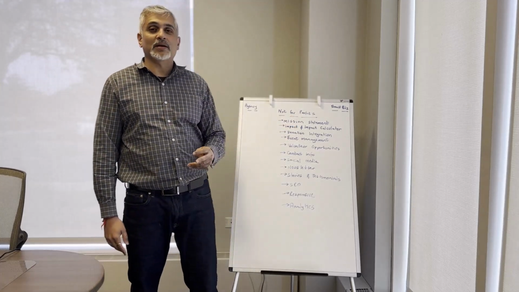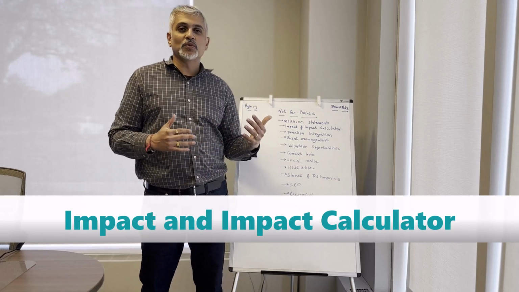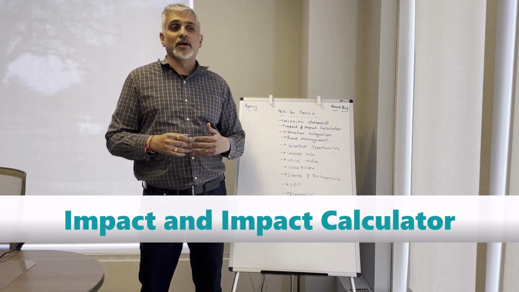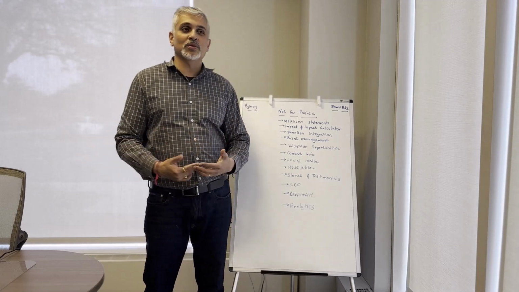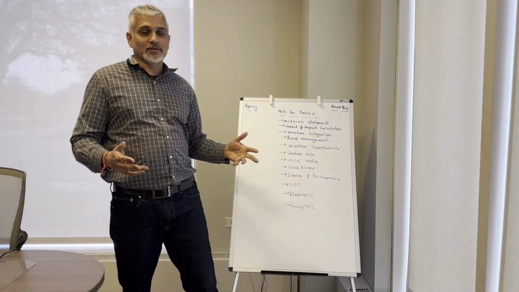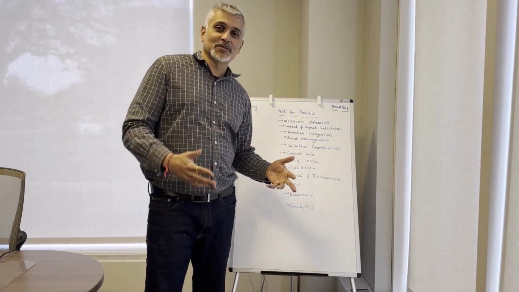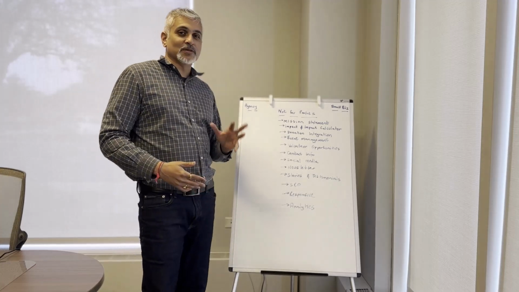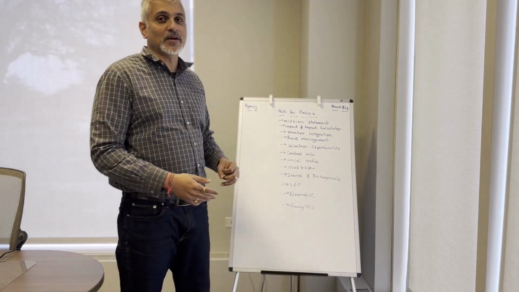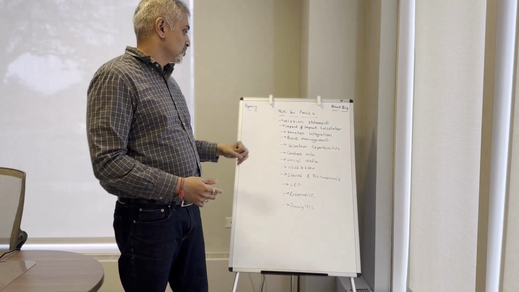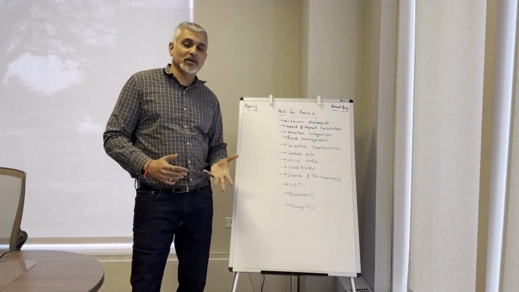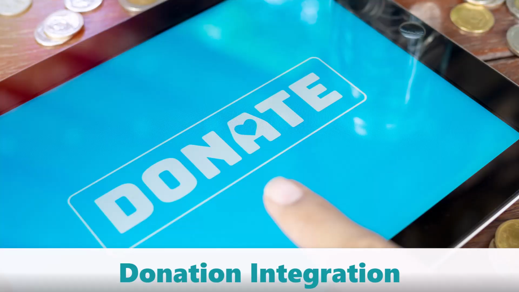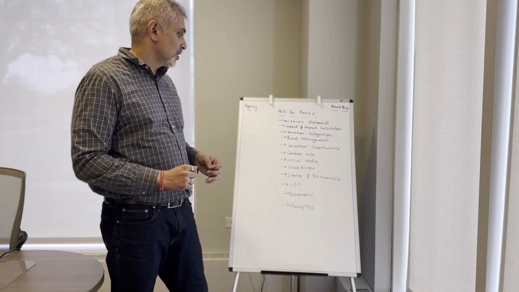Second is impact and impact calculator. Most not-for-profits run on donations, and anyone who's giving a donation always wants to know what is their impact. They don't want to spend money so that the board president flies business class. They want their dollar to actually make an impact at the ground level, at the street level. So having an impact calculator, amazing. Next is donation integration. You need a payment gateway where people can make donations. I think PayPal has it, Authorize.net has it.